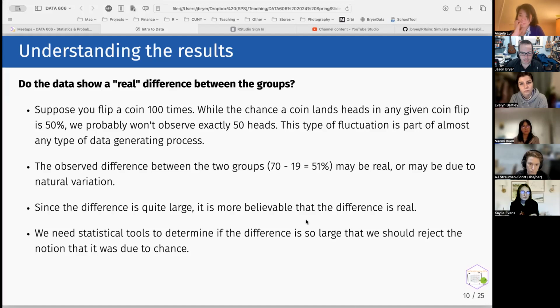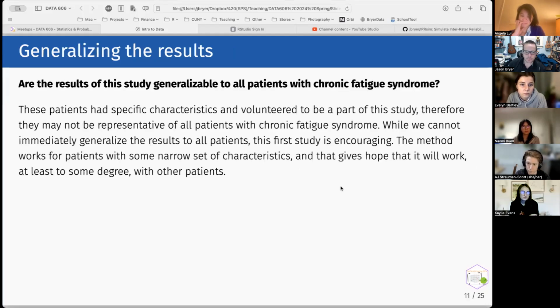Okay. So in this case, in this study, we had a 51% difference. That's probably real. How real we'll define as we go along. Okay. So then the next piece, right? That's great.